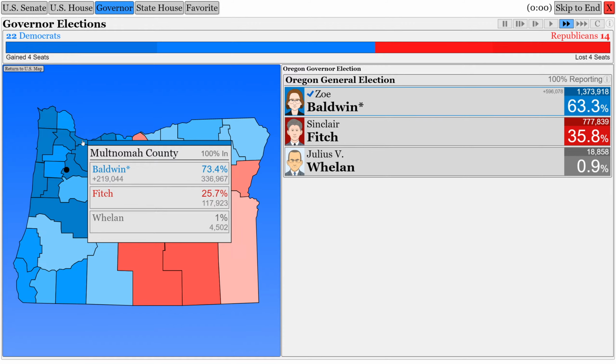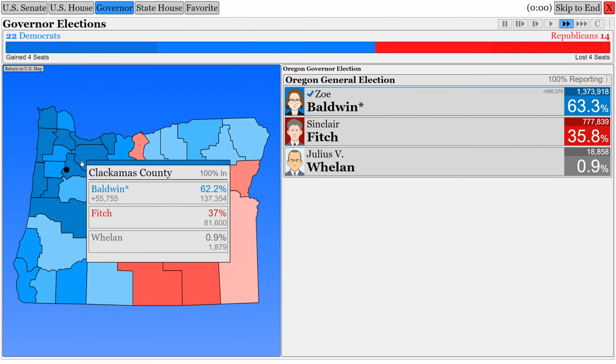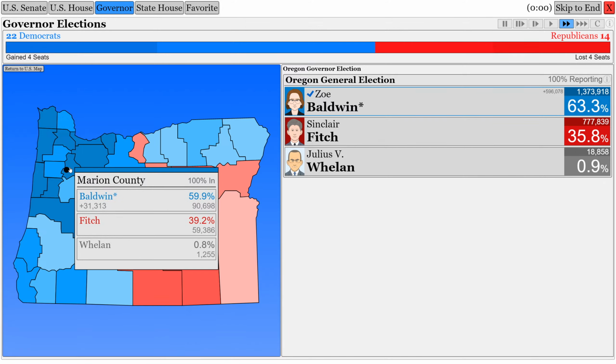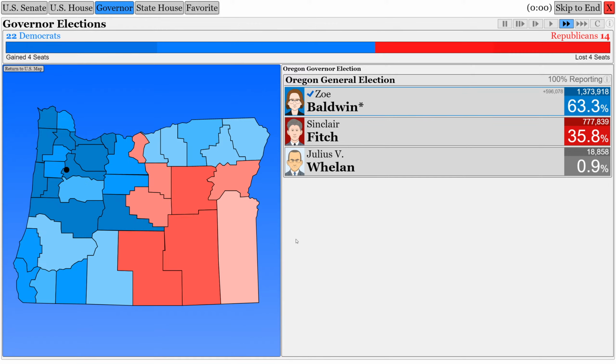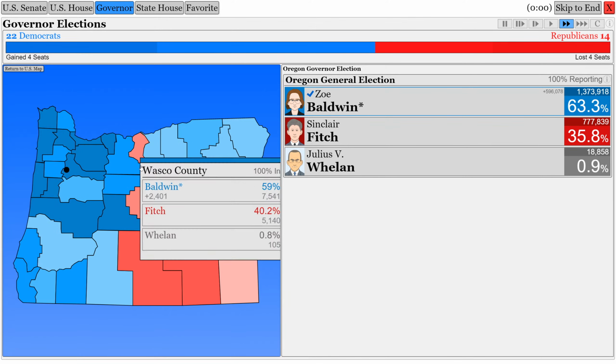Multnomah County, 219,000 votes. Clackamas County, 55,000. Marion County, 31,000. Absolute landslide.